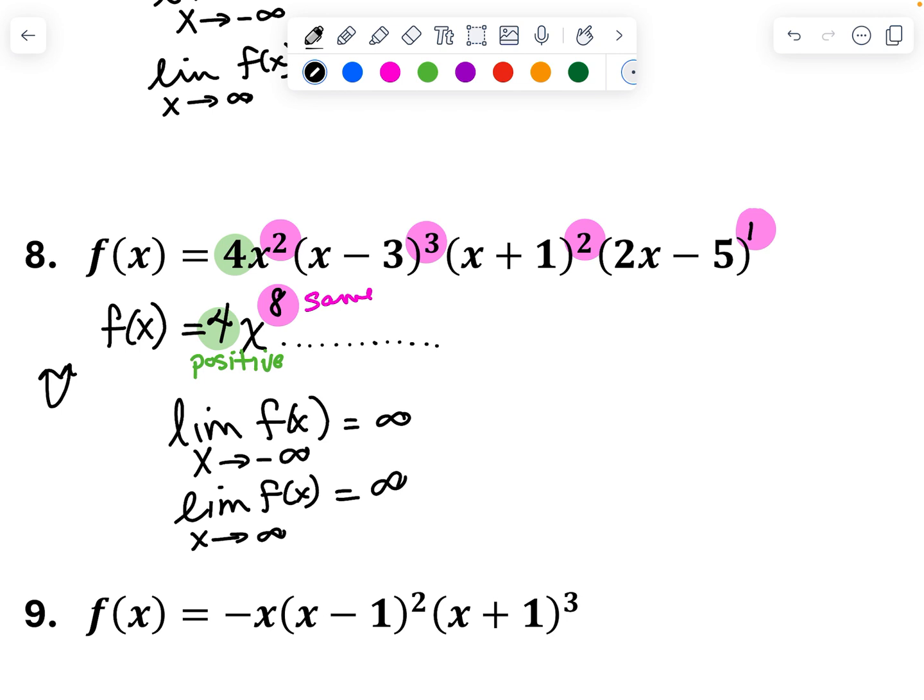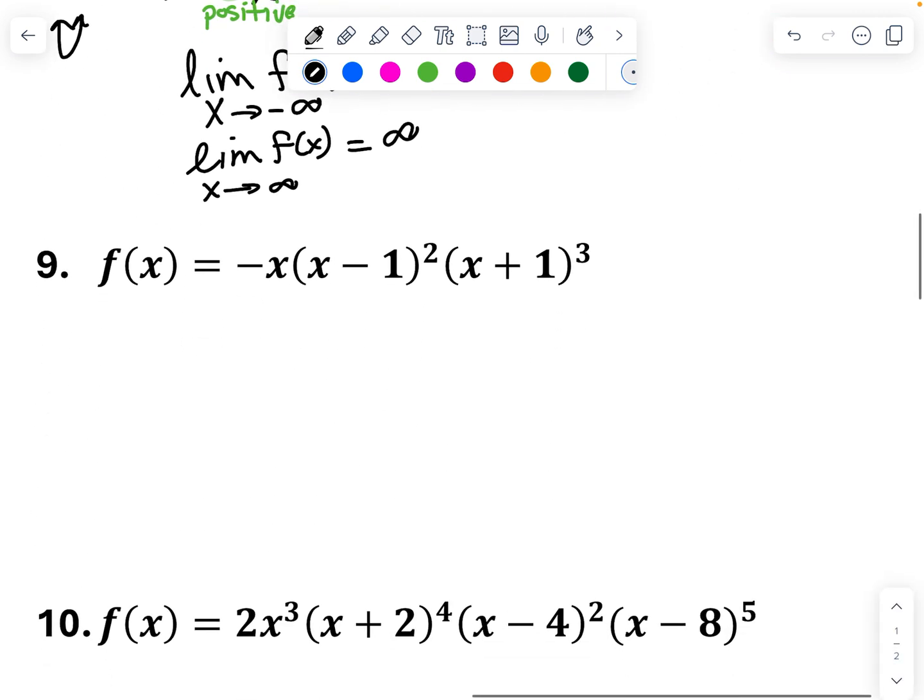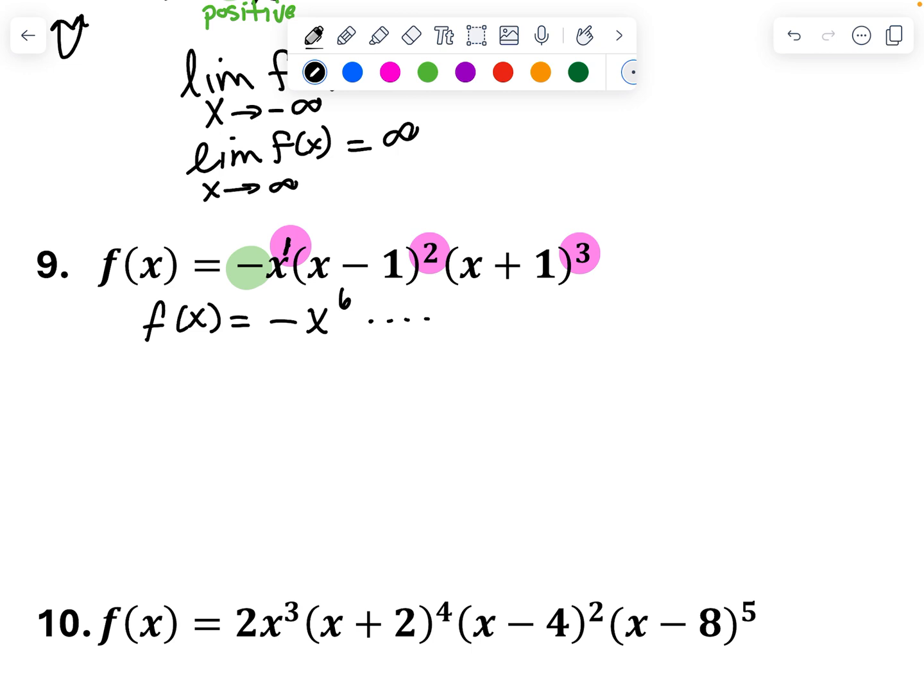So when it's in factored form, that's a power of 1. I'm going to count my powers. I have 1 power, 2 power, 3 power. That's 6 powers. And my number in front is a negative number. So this is going to be f of x equals a negative x to the 6th power, and so on, if I multiplied it all together, which would be its own little nightmare.